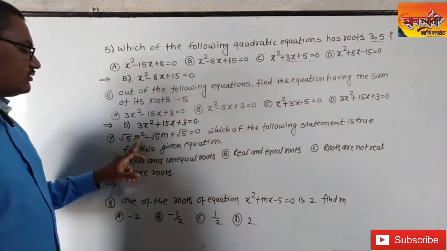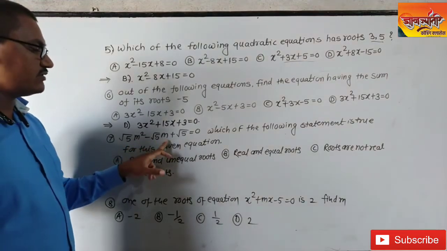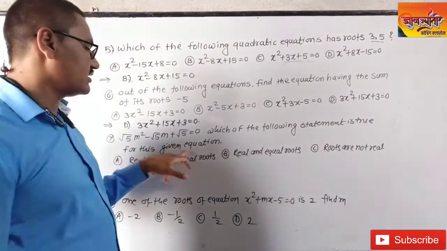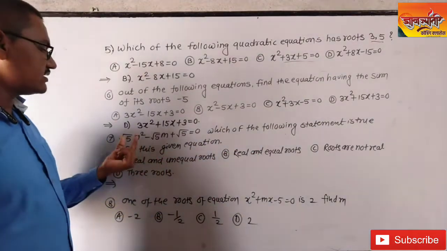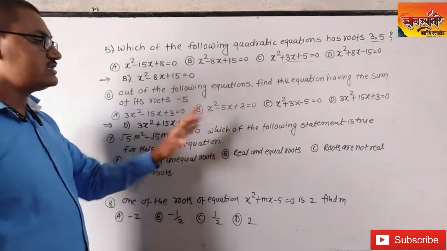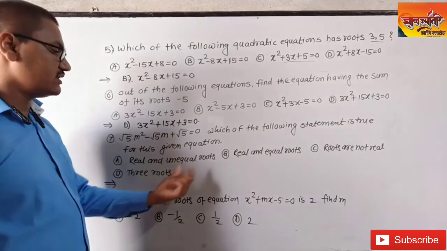√5 m² − √5 m + √5 = 0. Which of the following statements is true for the given equation? The given equation is in the standard form of a quadratic equation, and we need to check which statement is correct.